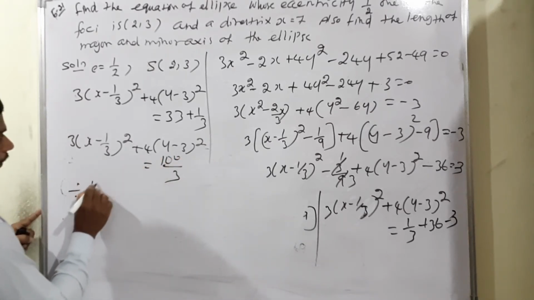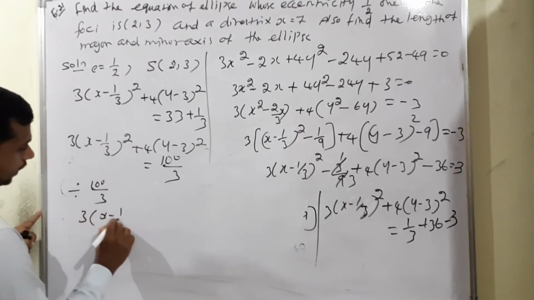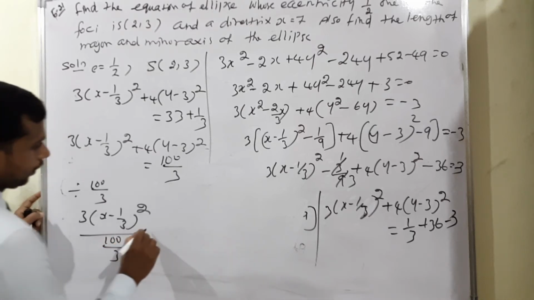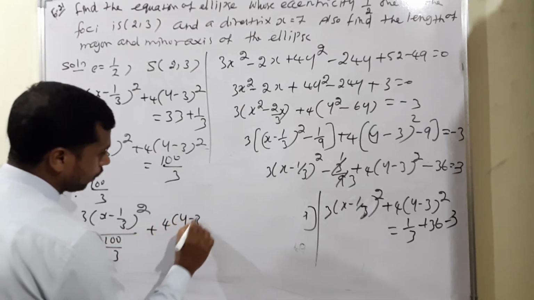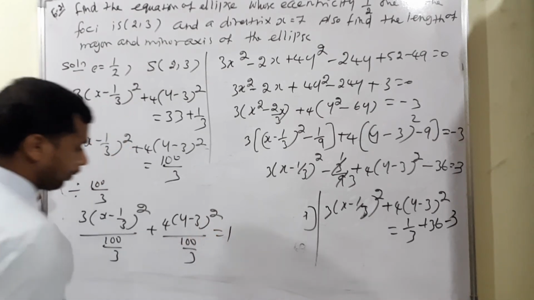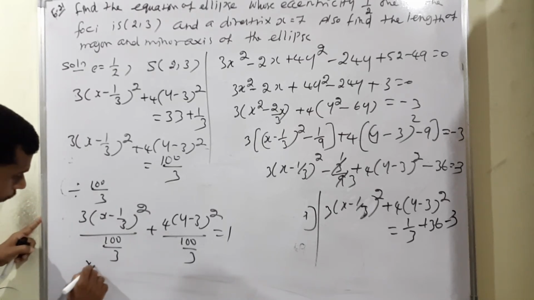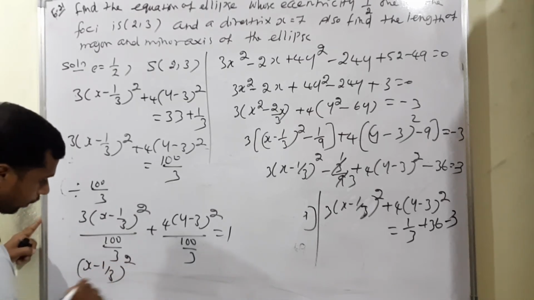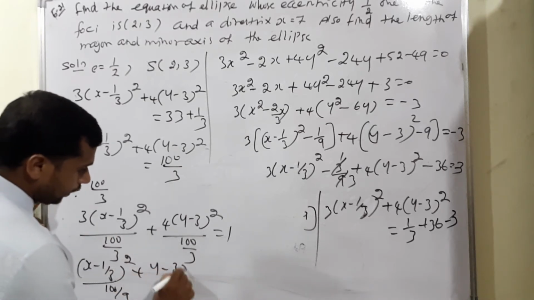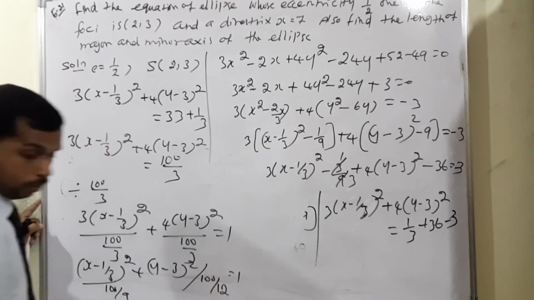So what we have to do, divided by 100 by 3. So 3 into (x minus 1 by 3) the whole square divided by 100 by 3, then plus 4 into (y minus 3) the whole square divided by 100 by 3 is equal to 1. Again denominator value 3 into 3 means 9 will come. Therefore (x minus 1 by 3) the whole square divided by 100 by 9. Next condition, (y minus 3) the whole square, 3 into 4 means 100 by 12 is equal to 1.